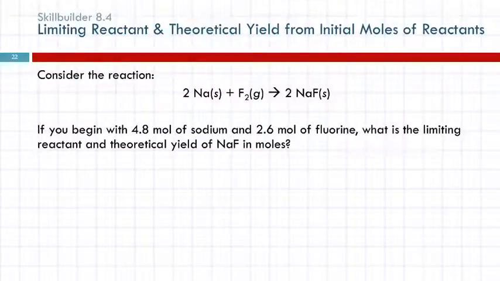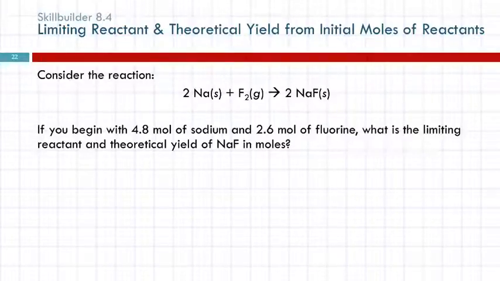So we didn't quite finish this first little section about limiting reactants. We've got one example left. Consider this reaction, sodium reacting with fluorine to form sodium fluoride. It says you begin with 4.8 moles of sodium and 2.6 moles of fluorine. What is the limiting reactant and theoretical yield of NaF in moles?